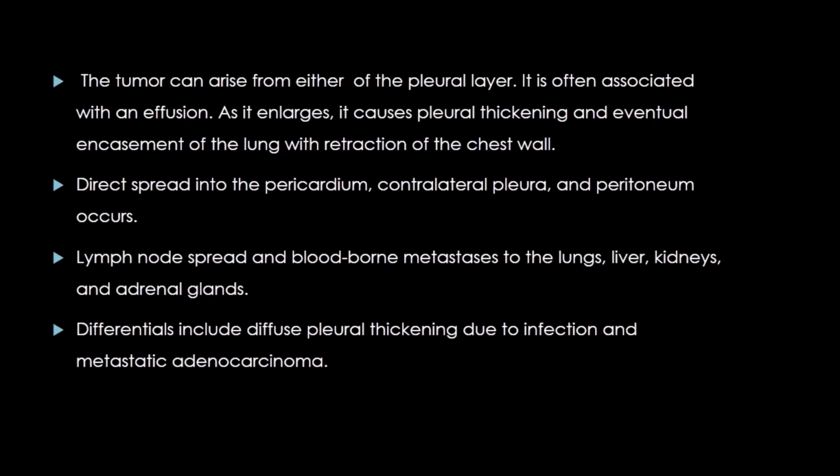The tumor can arise from either of the pleural layers. It is often associated with an effusion. As it enlarges, it causes pleural thickening and eventual encasement of the lung with retraction of the chest wall. Direct spread into the pericardium, contralateral pleura and peritoneum occurs. Lymph node spread and bloodborne metastasis to the lungs, liver, kidneys and adrenal glands may occur. Differentials include diffuse pleural thickening due to infection and also metastatic adenocarcinoma.